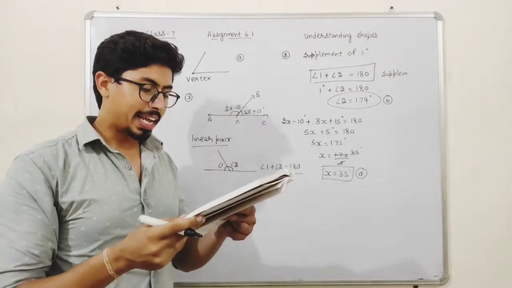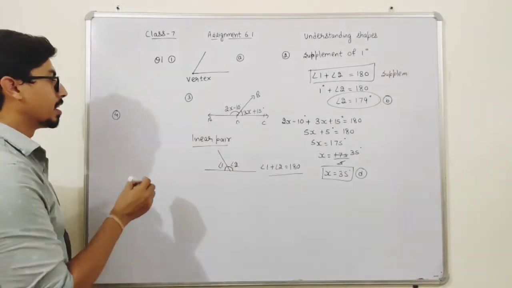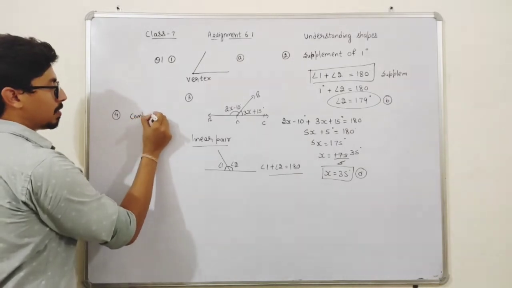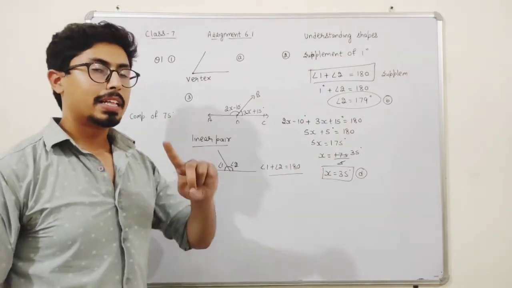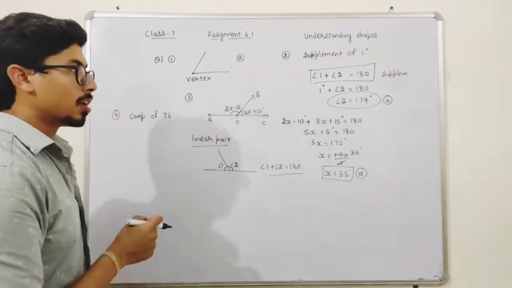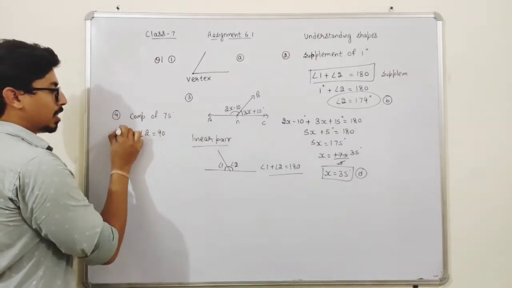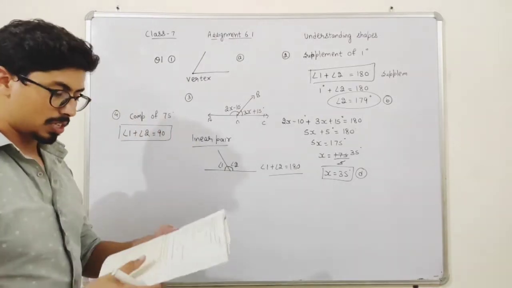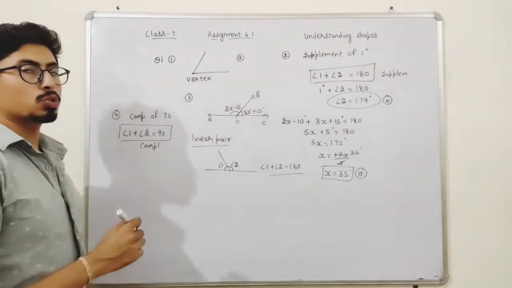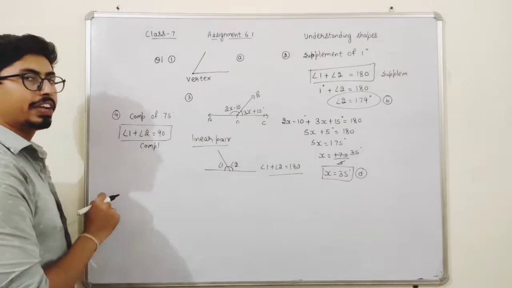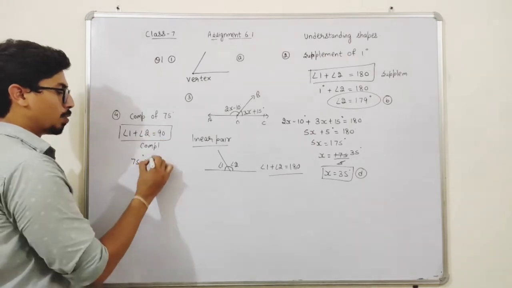Students. Okay. Now students, moving forward to the part number 4th of question number first. Students, I have to find the complement of 75 degree. We know that if the sum of two angles is 180 degree, they are called supplementary angles. Now students, if the sum of two angles is 90 degree, then those angles are called complementary angles. Okay. Now I have to find out the complement of 75 degree. That means if I take the first angle as 75 degree, then I have to find out the next angle.